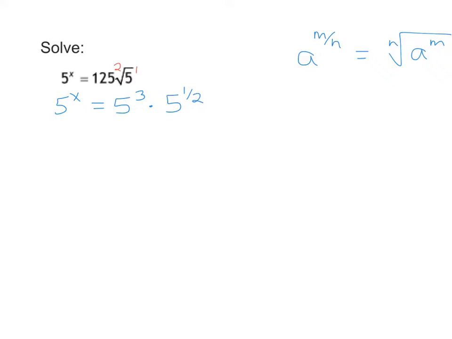So then 5 to the power of x is equal to, add the exponents, 3.5, 7 over 2, whatever you want to call it, and then just get rid of the bases. X is equal to 3.5.